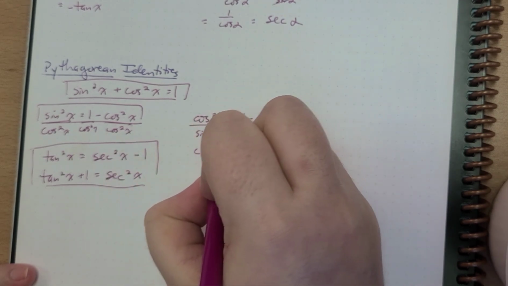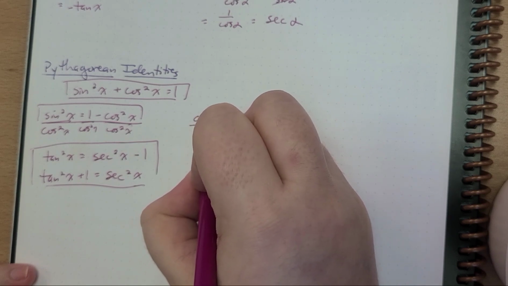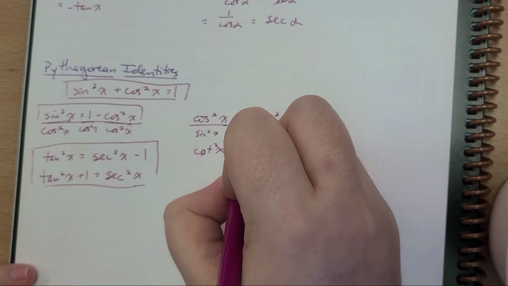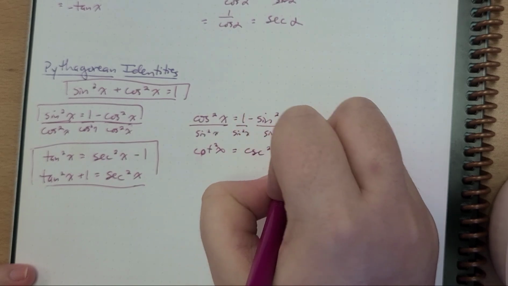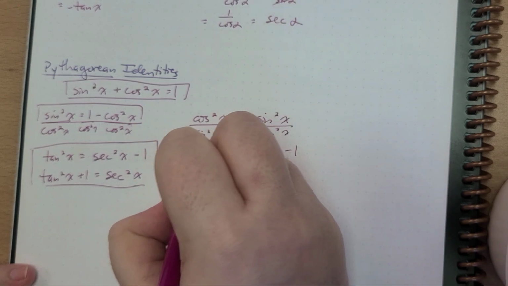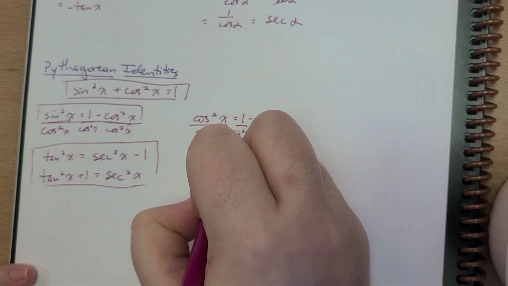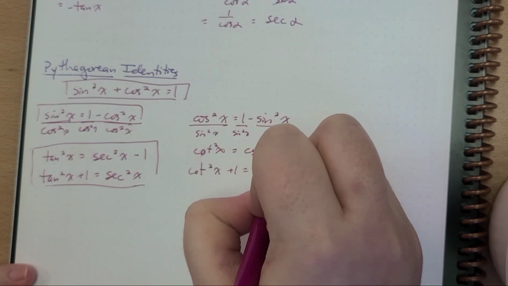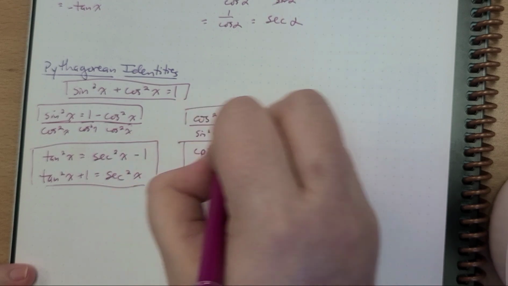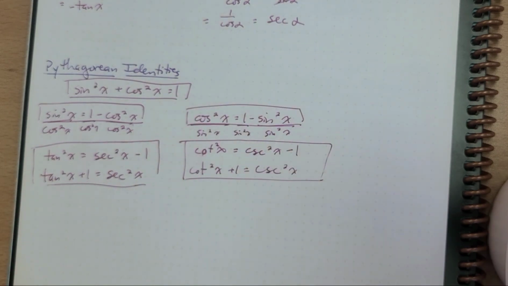Cotangent squared of x is equal to 1 over sine squared, which is just cosecant squared of x minus 1. And we could write this too, if I wanted to, as cotangent squared of x plus 1 is equal to cosecant squared of x. So we have two more right there, and there's that one there. Okay, so lots of Pythagorean identities. So let's actually practice using these.